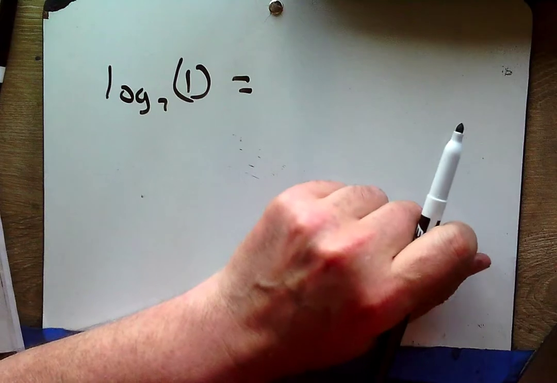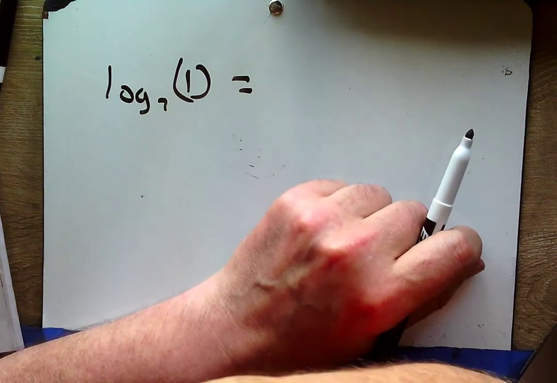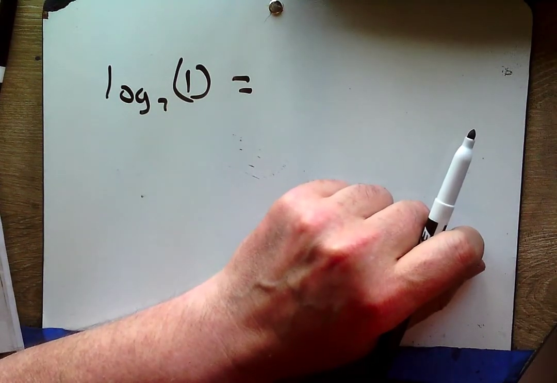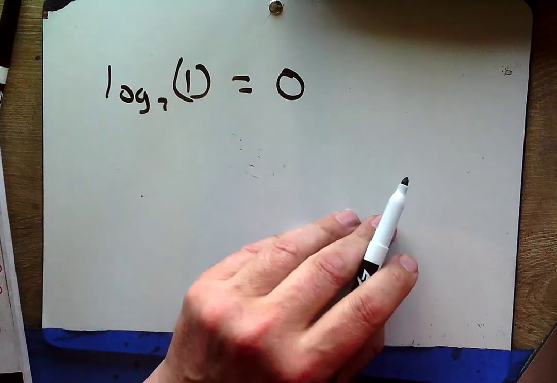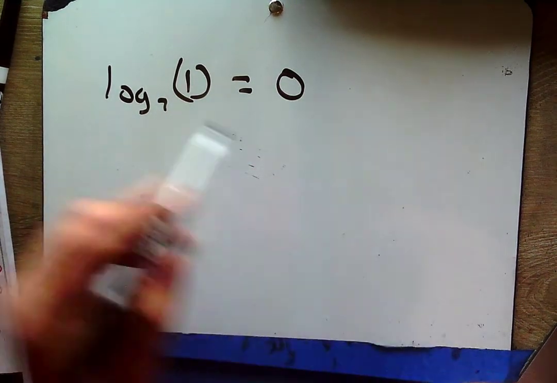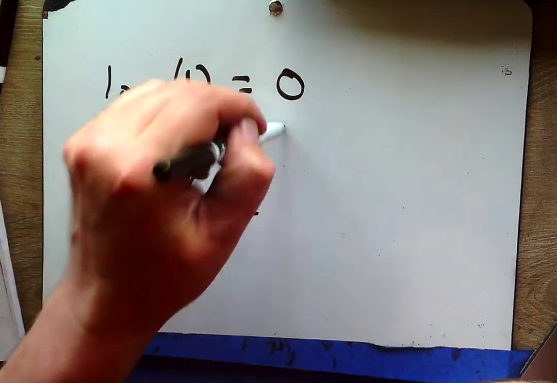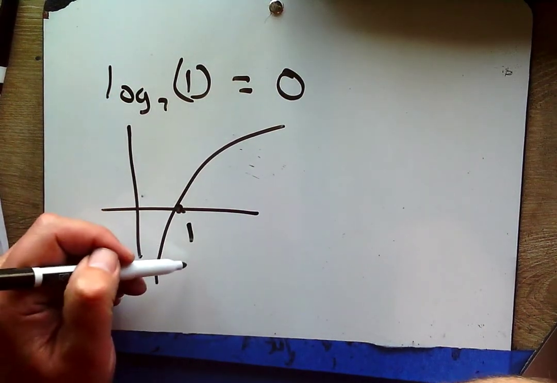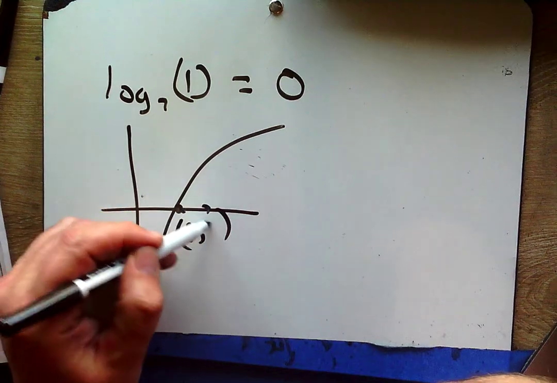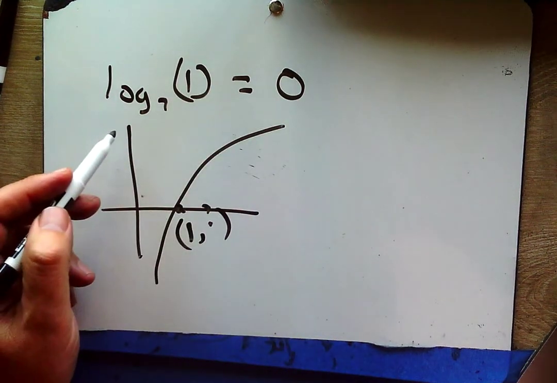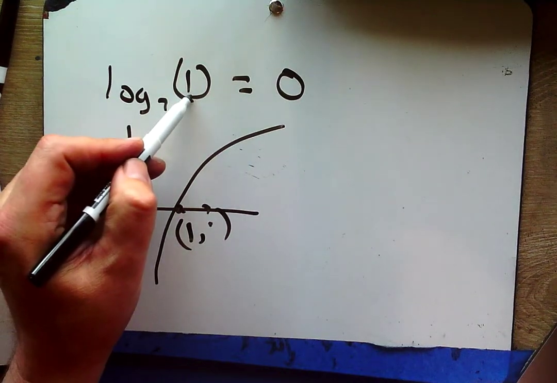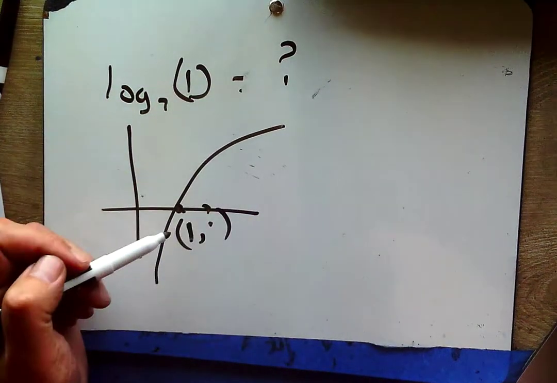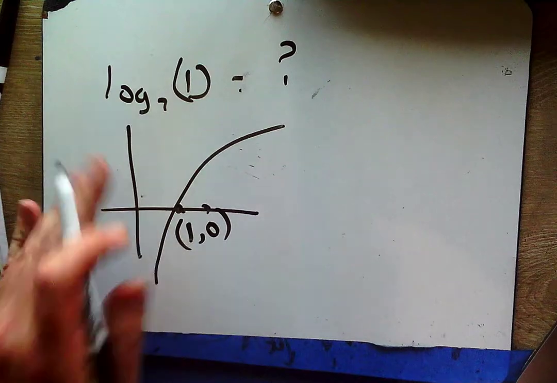Log base 7 of 1. 5, 4, 3, 2, 1. I hope you came up with 0 for this. I just keep thinking about when x equals 1, what's the y value there? That's what this is saying. On this graph of log, when the x value is 1, what's the y value? Well, the y value is 0.